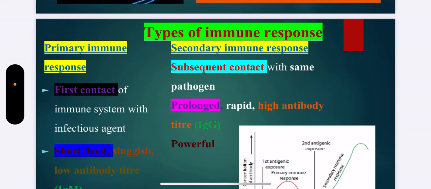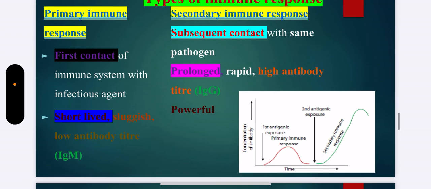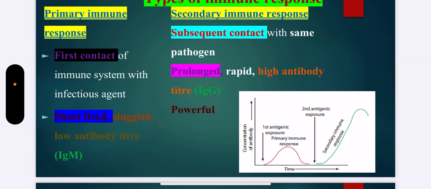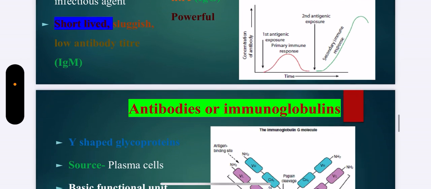It shows the first contact of the immune system with the infectious agent, whereas all the subsequent contacts with the same pathogen present with the secondary immune response. As you can see in this figure, the primary immune response is very short-lived and lasts for a smaller duration, whereas the secondary immune response is very powerful, prolonged, and lasts for a longer duration. Antibody IgG is involved in the secondary response, whereas IgM is involved in the primary immune response.